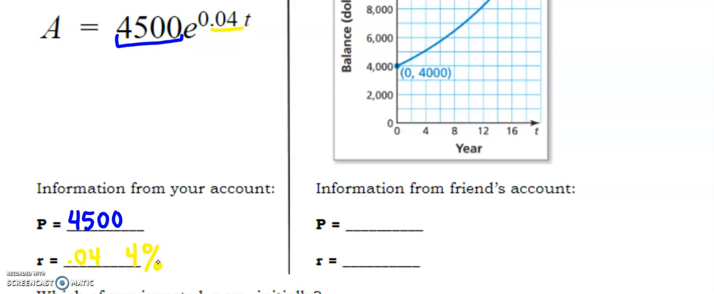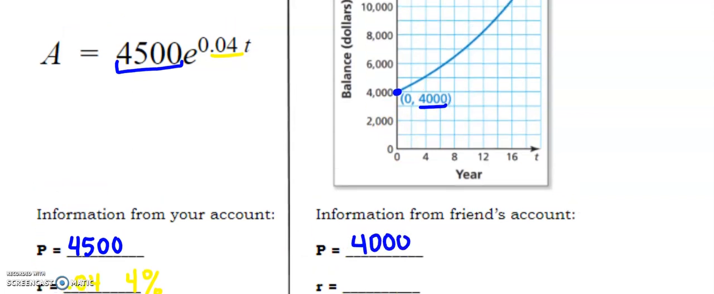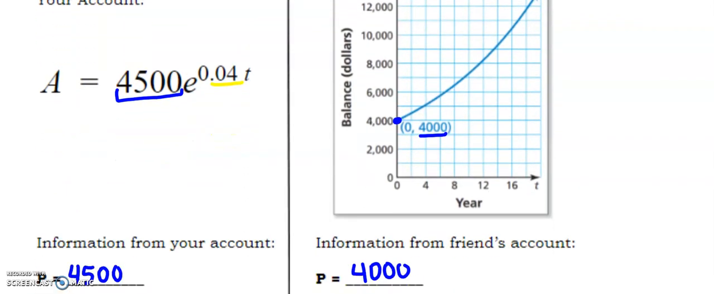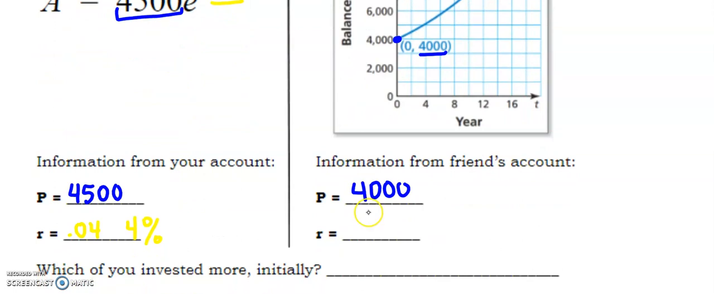So if we need to find the R by dividing by 100, then once we know the R, we could multiply by 100 to figure out the percent. From your friend's account, capital P is supposed to be the initial amount. So at time 0, your friend had only $4,000 to put in. And then R, can we figure out the rate from this? Doesn't look like it. So this R is going to be some sort of a mystery. There are ways that you could find it using your calculator, using a regression, but we're not going to worry about it for right now.